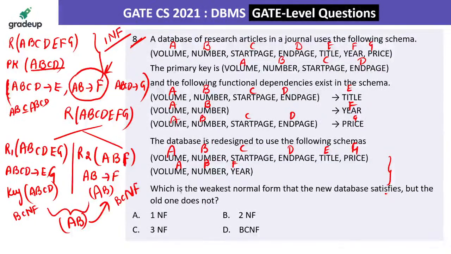But now they are asking for the weakest normal form, not the highest. So if you see, the old one is in 1NF. The new one will obviously be in 2NF, and it will be in 3NF. So the weakest normal form is 2NF. So the weakest normal form will be option B, 2NF. Okay, not the highest, because this satisfies 2NF and the old one satisfied only 1NF. I hope now it is clear.